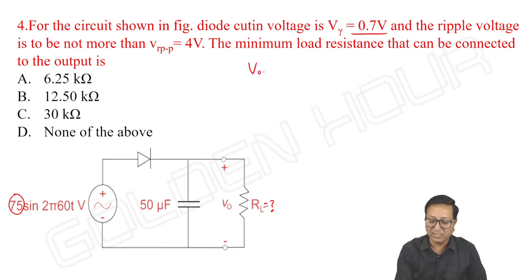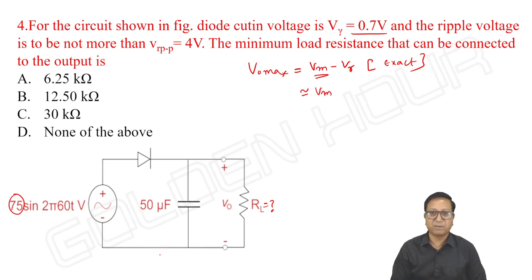What generally we take is output maximum equal to Vm minus V gamma, it is the exact formula. But as Vm is 75 and V gamma is 0.7, it is approximately equal to Vm. Okay, in the previous lecture, in the analysis, I forgot to tell you this point. If the peak amplitude of the input wave is high, the output is also high. That's why we neglect V gamma. So output maximum means Vm, that is equal to 75 volts.